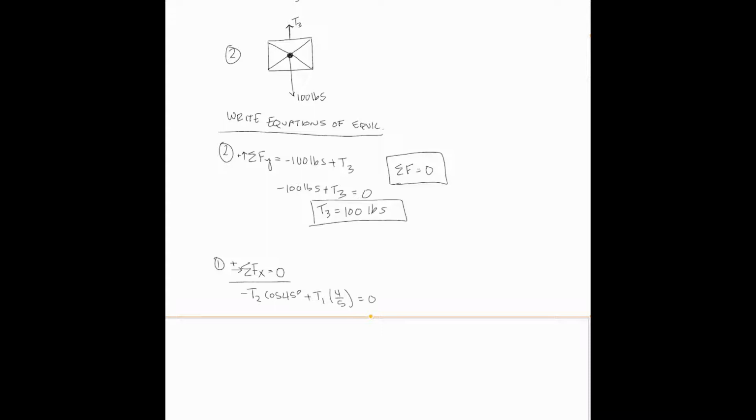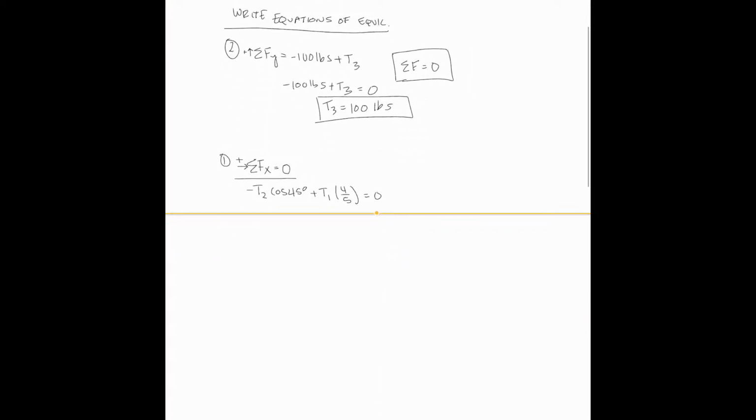Okay, so now we can do our sum of forces Y equals 0. Again, I like to use positive as being up.